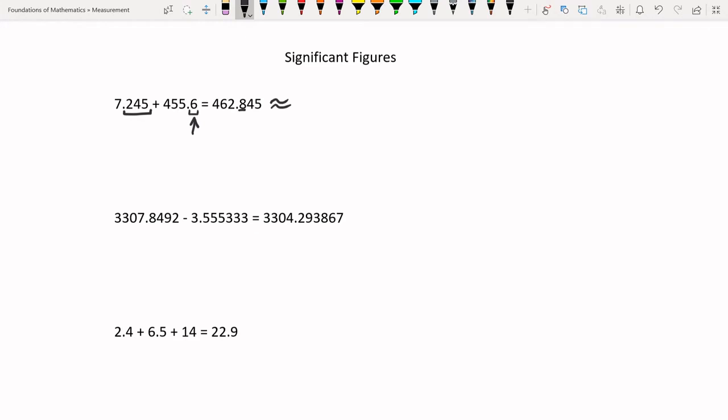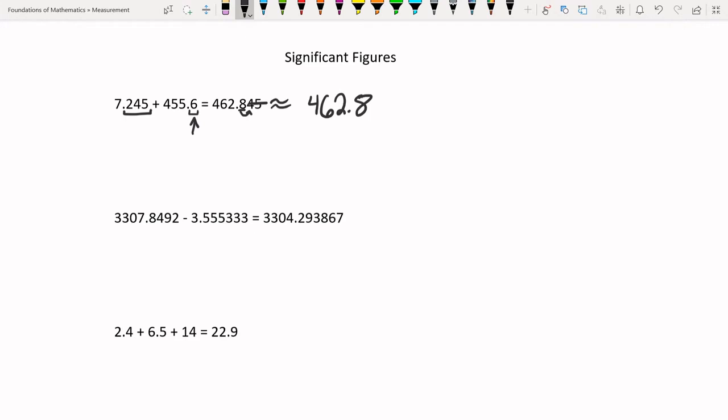We round to the 8th place, we look at the 4, that's not 5 or greater, so we just drop it. And the correct answer would be 462.8. That's because in our error measurements, we only know to an accuracy of the 10th place. That's why we're rounding it to that place. Very commonly used in real world situations where error is very important.